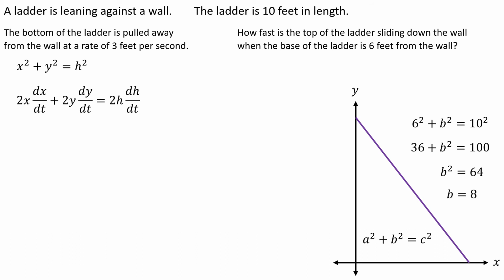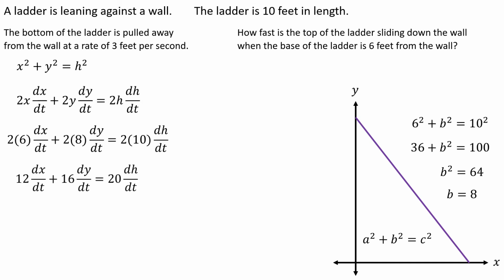Hey, 8. When the bottom of the ladder is 6 feet away from the wall, the ladder is still reaching up 8 feet, right? That's kind of crazy to think about, because you're like, man, if the ladder is that far away from the wall, it's only a 10-foot ladder. Well, yeah, it still reaches up 8 feet, so that's kind of cool there. So I can plug in those values for x, y, and h, and do a little bit of simplifying. All right, so I actually have 12 dx/dt plus 16 dy/dt equals 20 dh/dt.